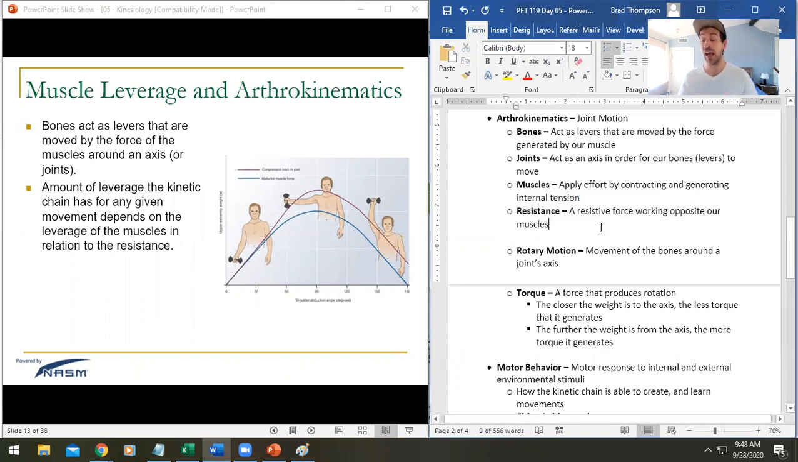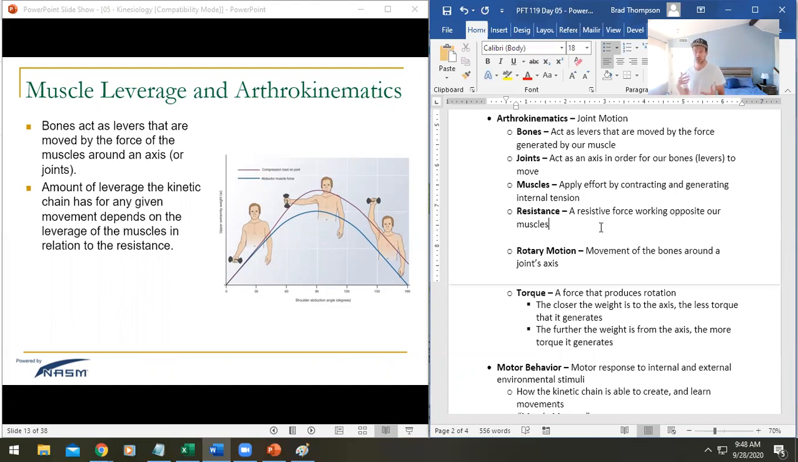If you were to look at my bicep as a classic example, here's my axis, my joint. That's my fulcrum. And then I've got this bone right here, which is my lever. If I am applying force to that lever like this, it's going to lower it down. But my muscle is going to apply force in the opposite direction. So this is generating force. This is resistance. This is the axis. This is the lever. Okay.